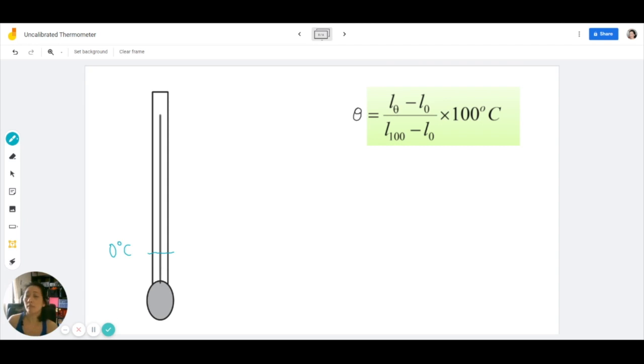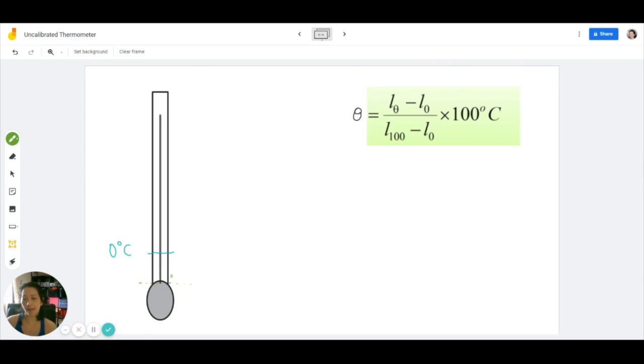So instead, we have the mercury in a very narrow capillary tube, and because it's so narrow, you can actually see the length changing. It will be easy for us to measure the length of the mercury column, provided the capillary tube has uniform diameter. So that's why we are using length instead of volume in this case. So L0 in this case refers to the length of the mercury column for the 0 degrees Celsius mark. We would measure it from the bulb.